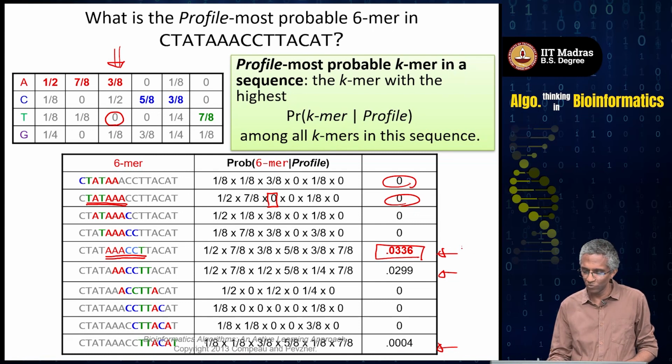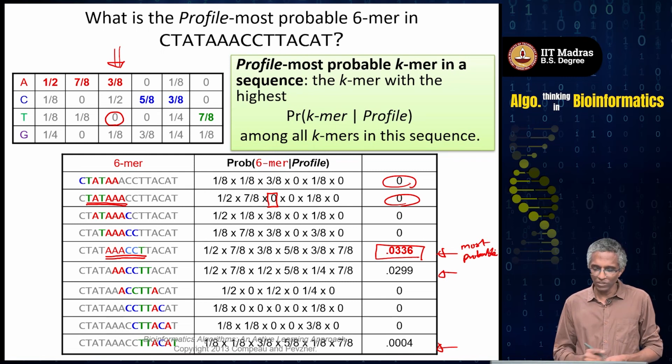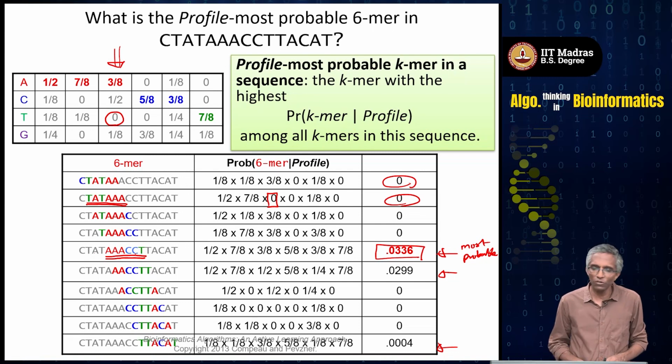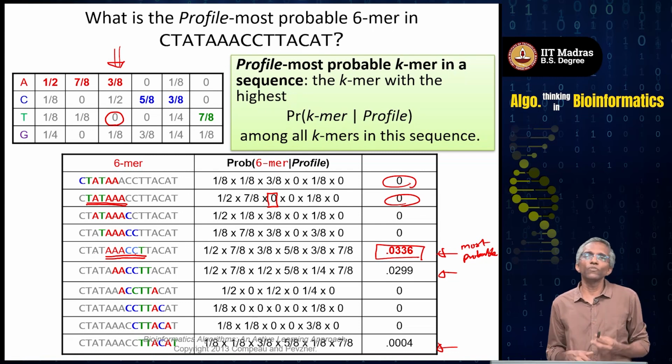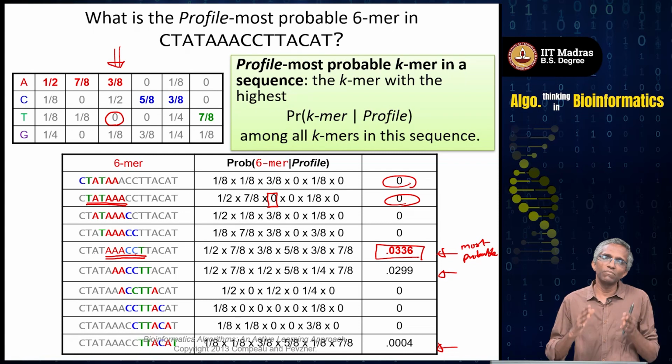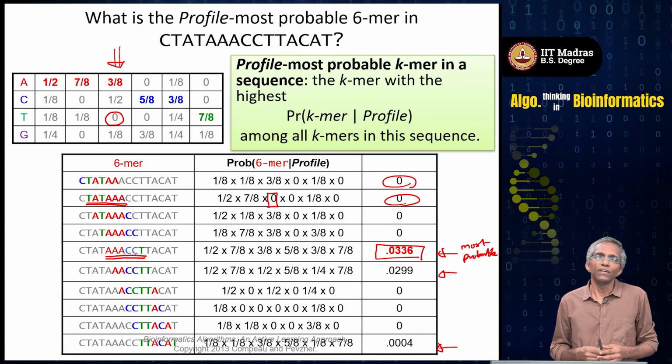So, this is your most probable k-mer in this whole sequence. This is your profile most probable 6-mer in this whole sequence, that starts at position 1, 2, 3, 4, 5, the 5th position, and the actual k-mer is AAACCT. So this gives you a way to take a profile and look for the k-mer in a sequence that best matches this profile, that has the highest probability according to this profile.